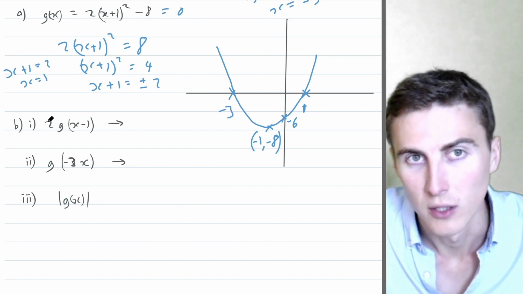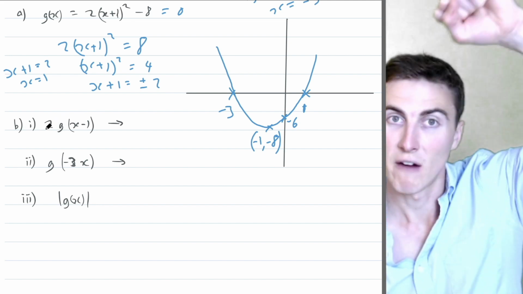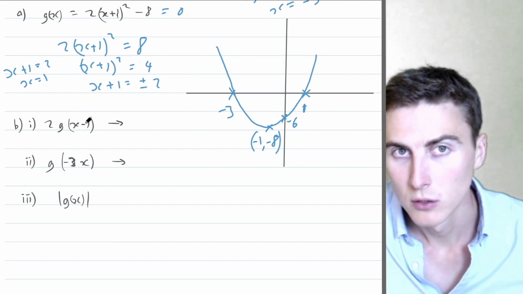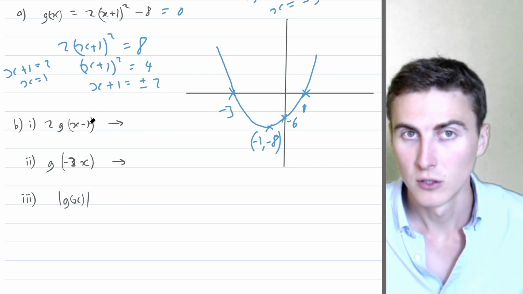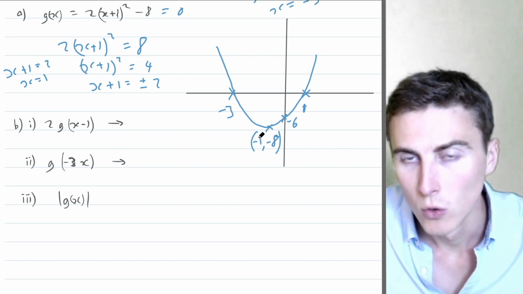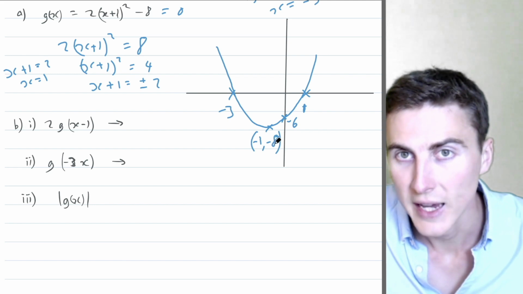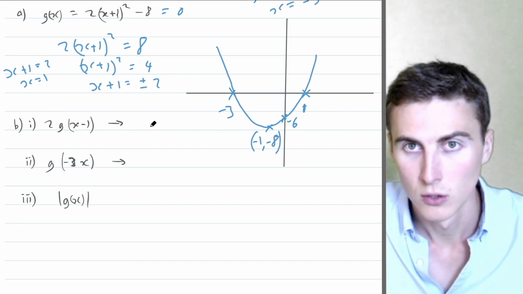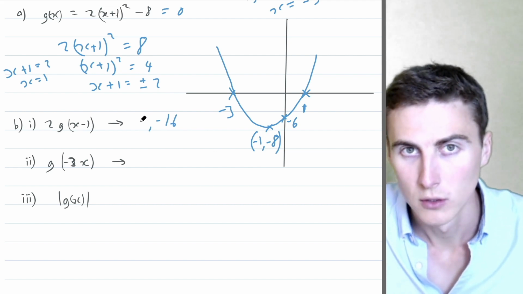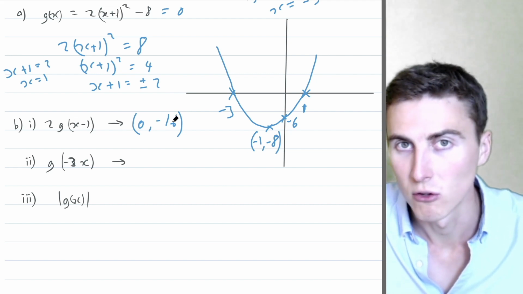So if we go down a bit, this first one, it says 2g(x minus 1). So we've got 2 things going on here. We've got the 2, which will affect the y, because it's outside of the brackets. That's going to stretch everything up and down by a factor of 2. And then we have this minus 1, which is inside the brackets, so it's going to affect the x value, and shift it across to the right by 1, so we're going to add 1 to the x value. So if our turning point is currently minus 1, minus 8, this minus 8 is going to be multiplied by 2 because of this 2. So it'll become minus 16. And then to this minus 1, we're going to add 1, so it becomes 0. So our new turning point for this function will become 0, negative 16.